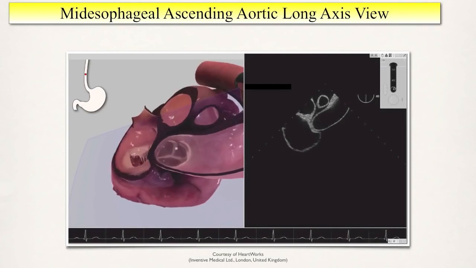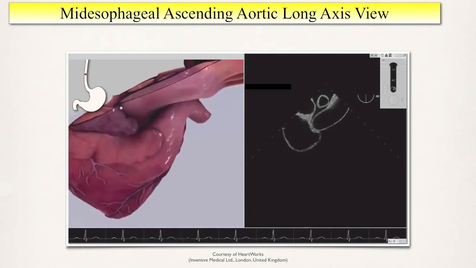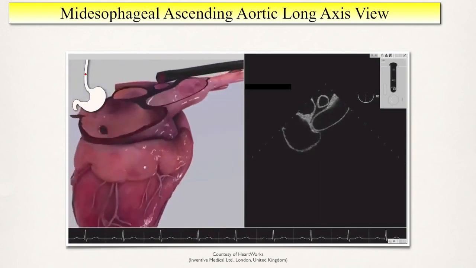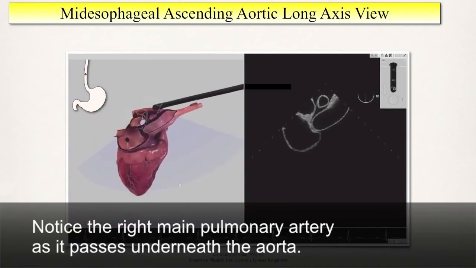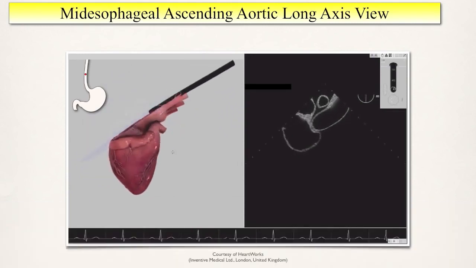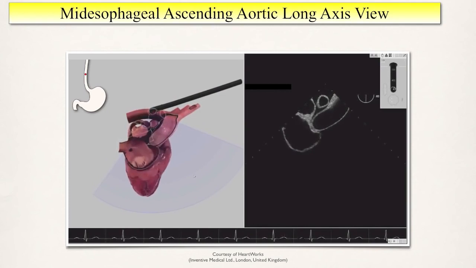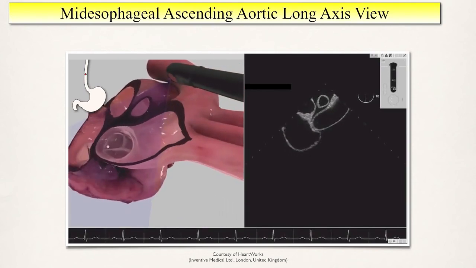The video demonstrates the imaging plane obtained, but shows more of the ascending aorta than can typically be visualized in vivo. Notice the right main pulmonary artery as it passes underneath the aorta. It appears as the circular blood-filled structure above the ascending aorta on the TEE image in this view.